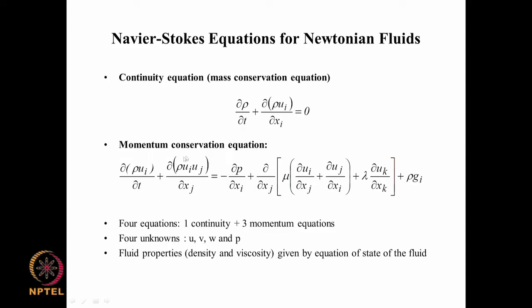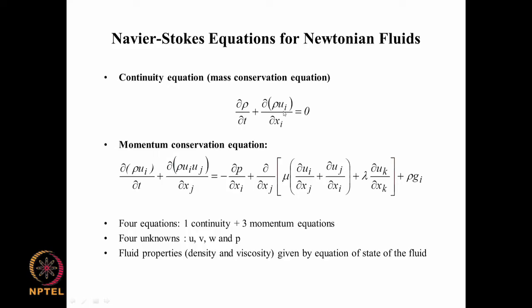And here we see that there are terms involving repeated index j, and repeated index i, and repeated index k, and all these things will give rise to a set of four equations. One is the continuity equation and three momentum equations here.